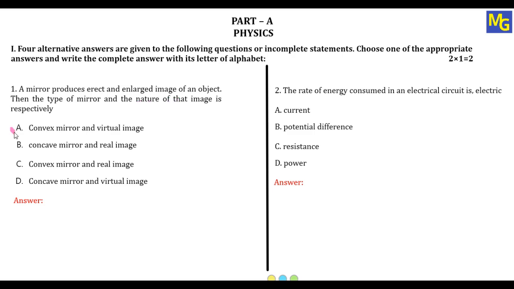Here we have four options. Option A, convex mirror, virtual image. Option B, concave mirror, real image. Option C, convex mirror and real image. And option D is concave mirror and virtual image. To answer such questions, first we should know the basics of concave and convex mirrors. Basics means, if the object is present at a particular place, then where the image can be formed. This basic we should know first.